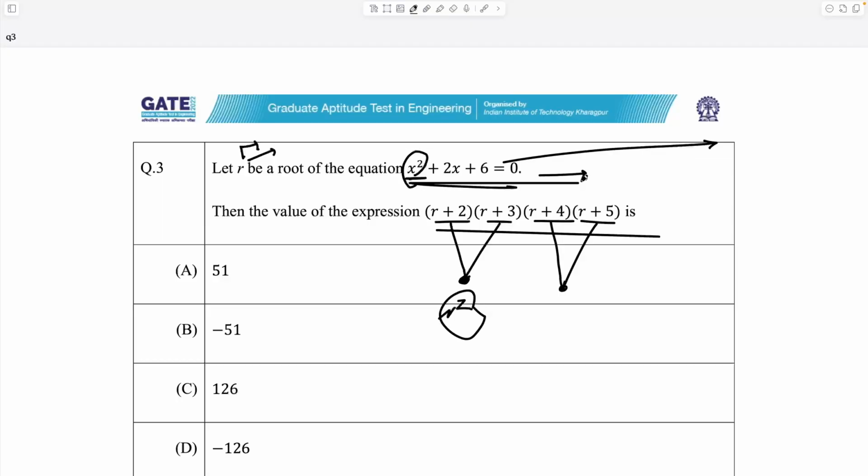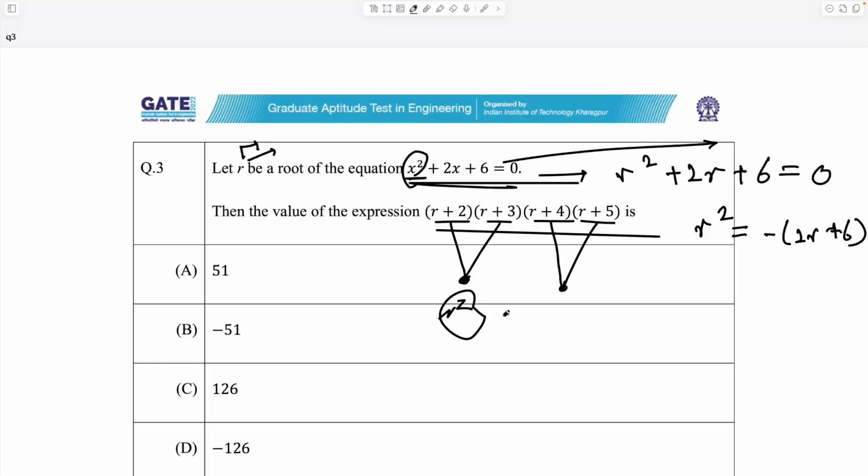Why? Suppose that your r square plus 2r plus 6 is equal to 0. R is the root of this equation, right? So this r will follow this, right? Very good. So r square can directly be equated as negative of 2 of r plus 6, right?